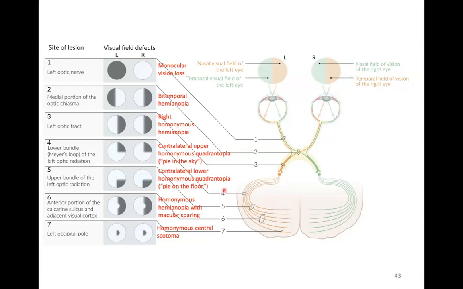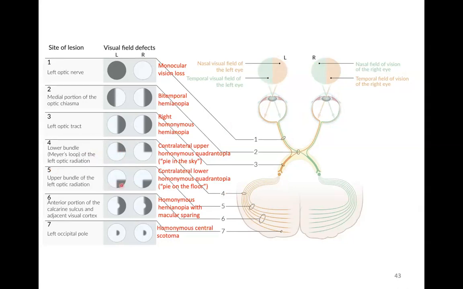Now, if there's a lesion affecting the Meyer's loop or Meyer's bundle, the lower bundle, this would affect the vision where? On the top quarter. This is known as contralateral upper homonymous quadrantanopia. It's also called a pie in the sky sometimes, because as you can look at this, it literally looks like a slice of pie on the ceiling, or in your top visual field. So it's called pie in the sky.